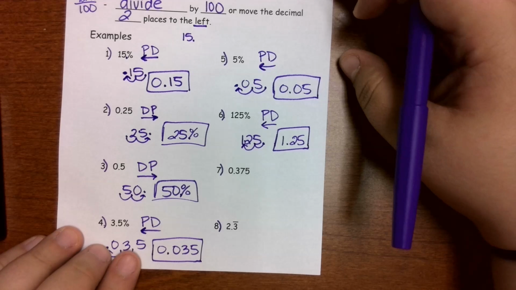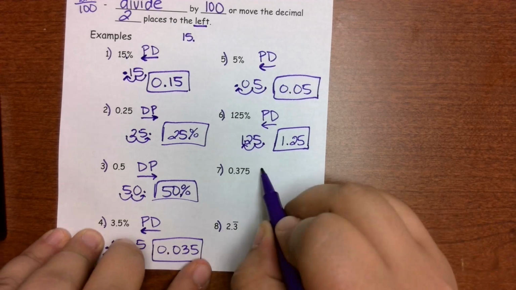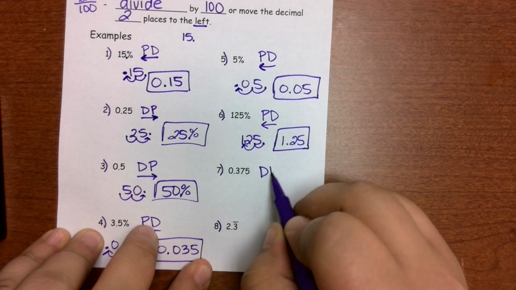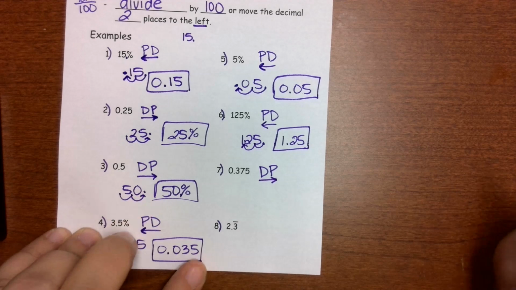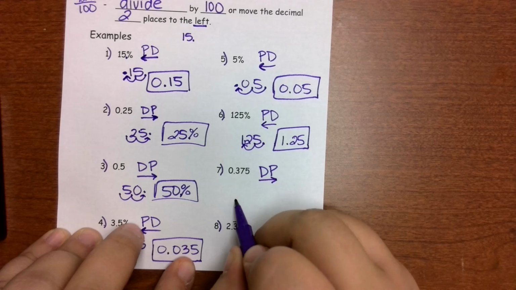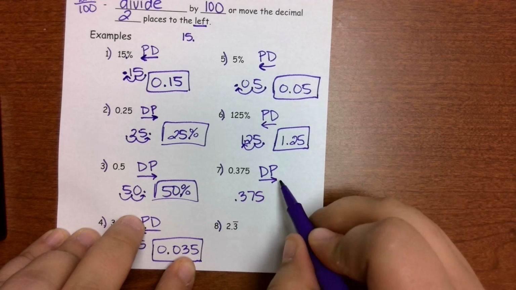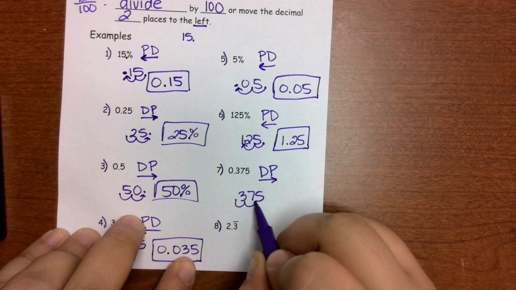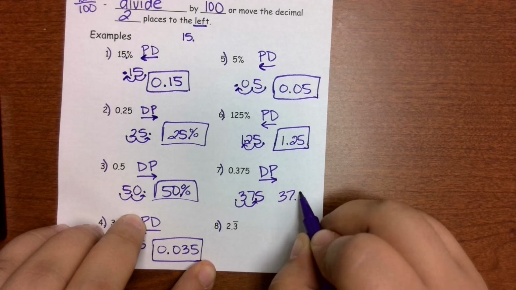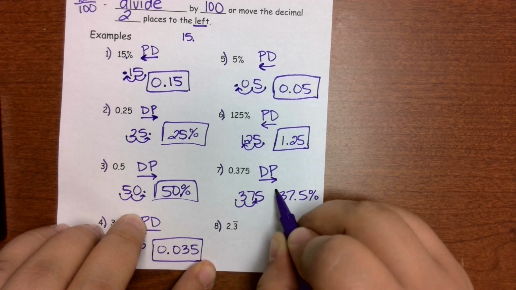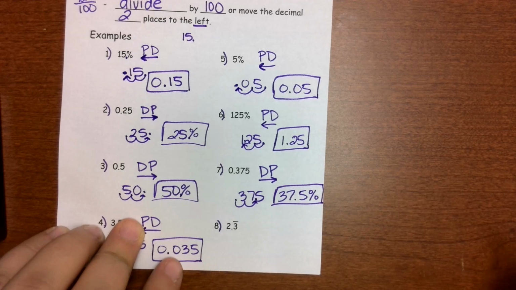Number 7. 0.375. This is a decimal. We're changing it into a percent. So DP is the right choice, so we move to the right. I have a decimal, 0.375. We're going to move that decimal 2 places to the right. And it ends up here, getting me 37.5%. Don't forget when you're changing into a percent, don't forget to put that percent sign with it.